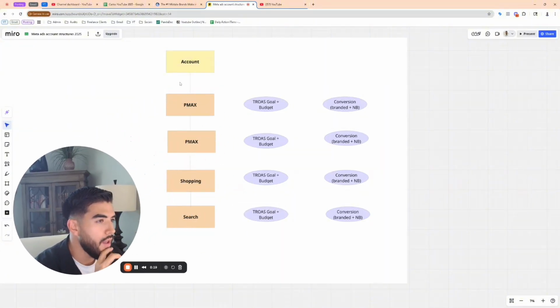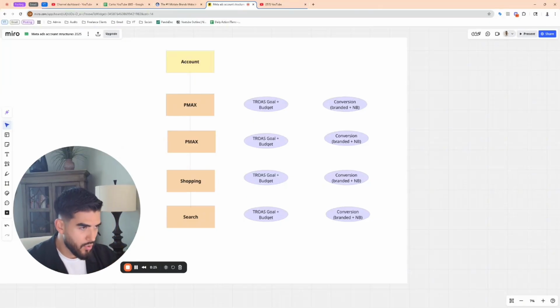look like. And so, what you'll have is you'll have the account and then you'll have several mixes of campaign types. Let's say this is an e-commerce store and you have, let's just say, two different PMAX campaigns because maybe you have very specific focuses on different product types or categories. And then they'll have a shopping campaign and a search campaign, right? And maybe this search campaign is a mix of branded and prospecting.